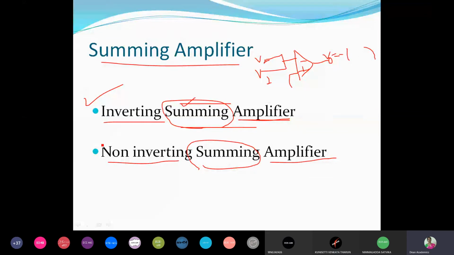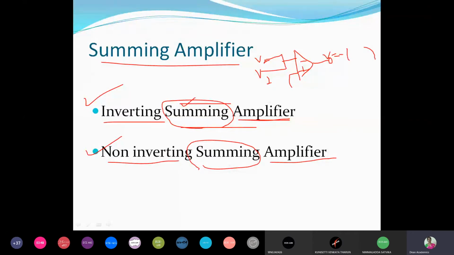Then, as the name implies, there is the non-inverting summing amplifier. It is also a summing amplifier. You can connect it in non-inverting mode, but still it will act as a summing amplifier. It performs addition. So this is what we are going to study in today's class: a summing amplifier, which performs the sum and amplifies. It may be inverting or it may be non-inverting.